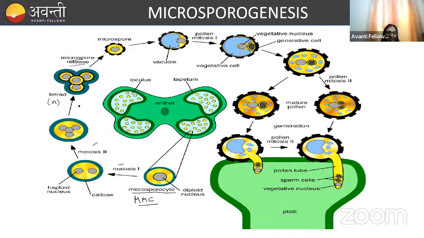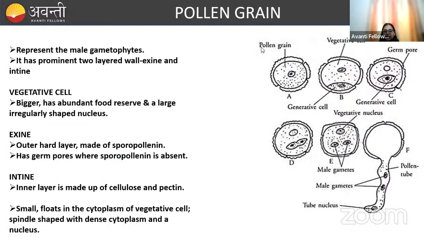These microspores, when they are in tetrad condition, are surrounded by a callose wall. Remember this. Around the tetrad of microspores, a callose layer is present. And these microspores undergo mitotic division to produce a mature pollen grain. Let me show you in this diagram.